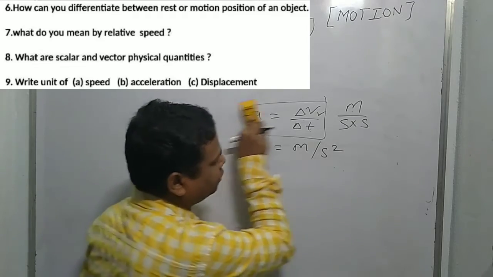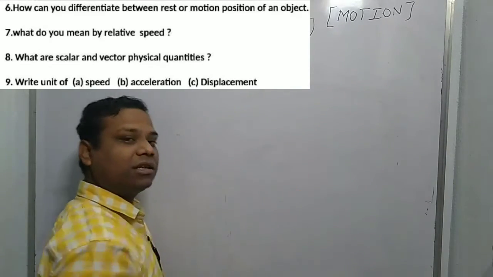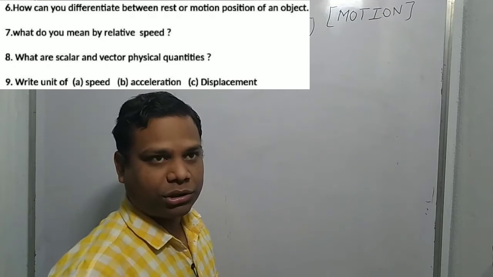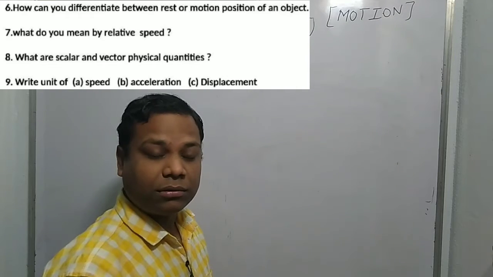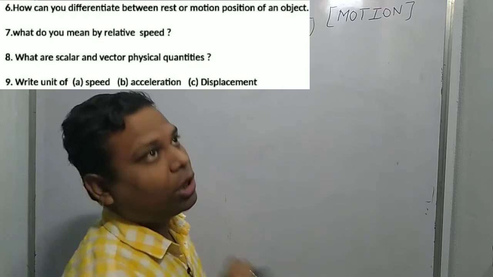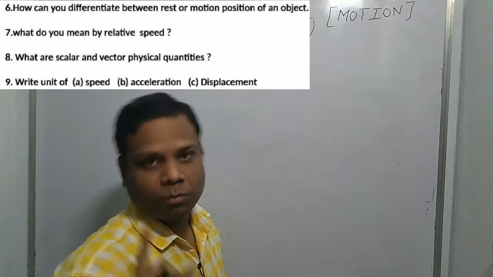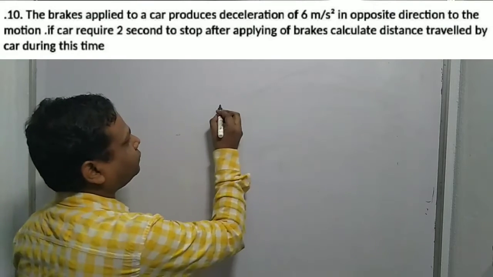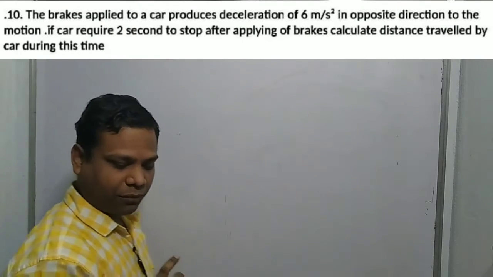And next, displacement. Displacement is the shortest distance between initial and final position. So what is the unit of distance? Meter. So displacement will also be meter. Okay students, next, listen student, question number 5.